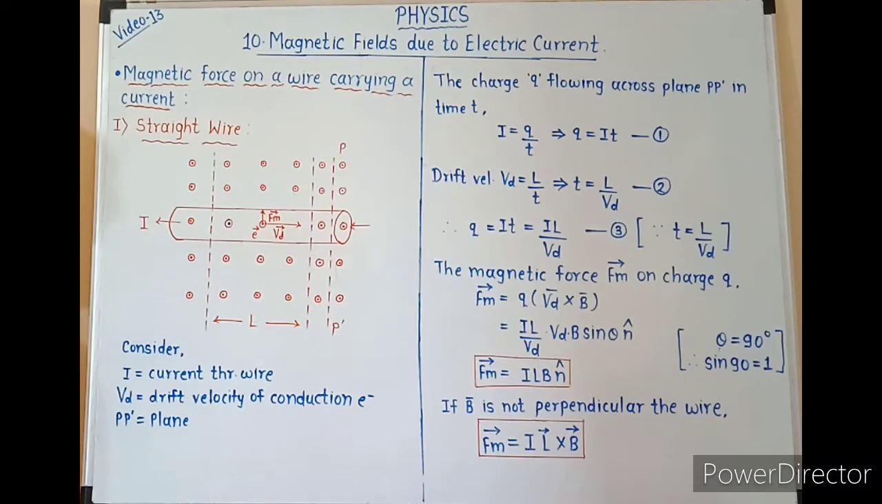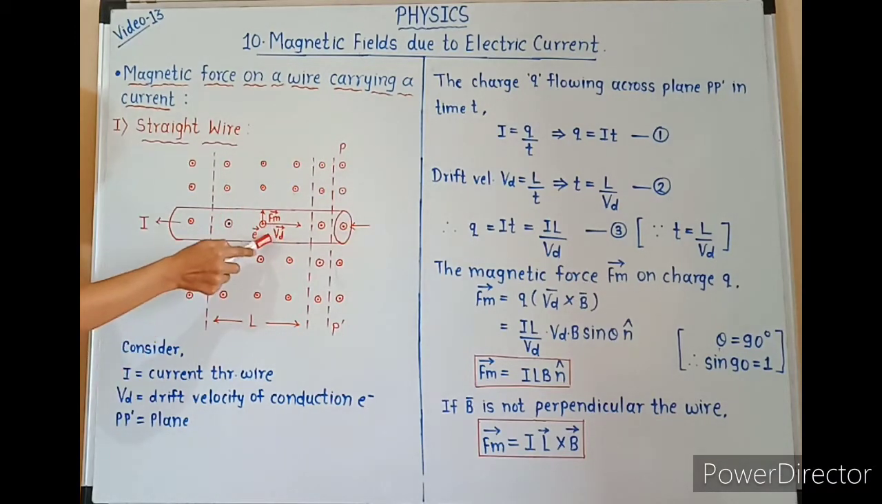Basically, when electric current is flowing inside the conductor, then charge is moving in the opposite direction if it is an electron. So direction of electric current and direction of charge are always opposite. At some instant, these electrons travel with some velocity Vd.